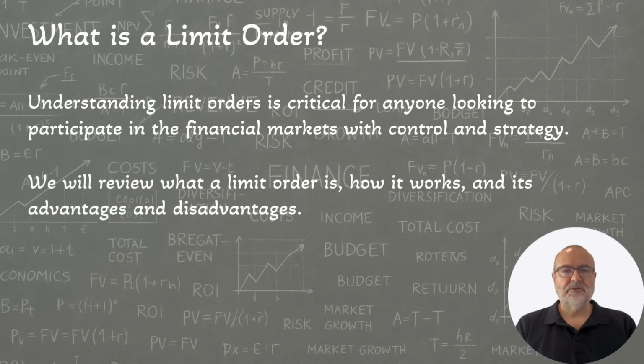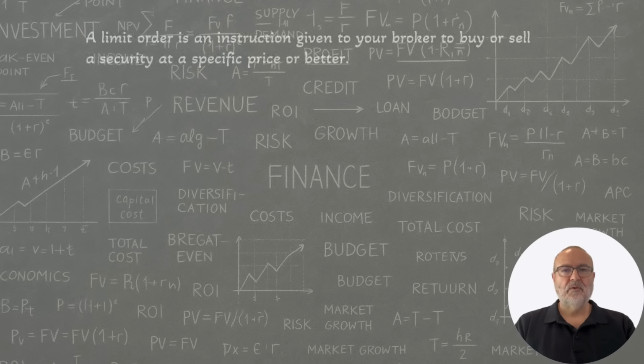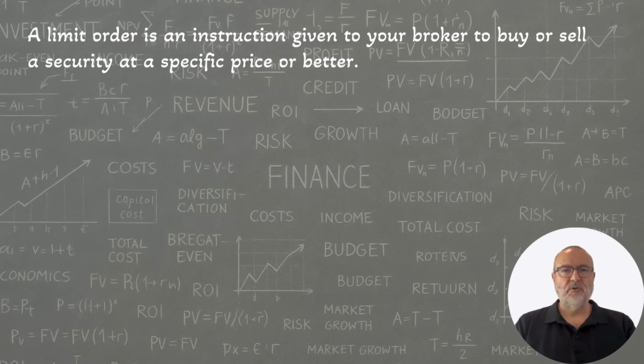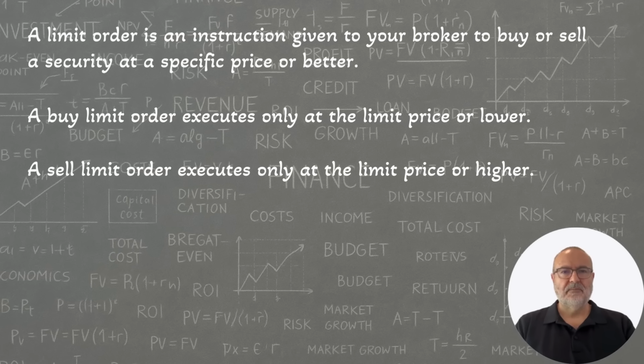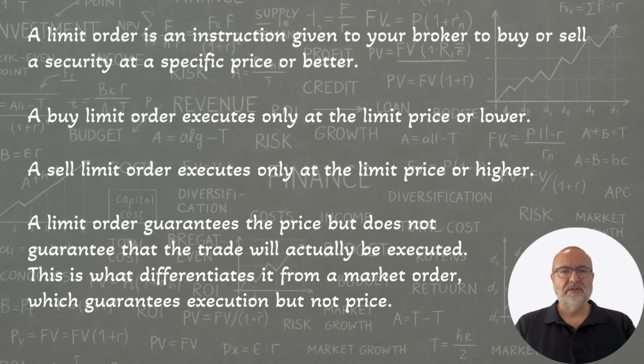and disadvantages. A limit order is an instruction given to your broker to buy or sell a security at a specific price or better. A buy limit order executes only at the limit price or lower. A sell limit order executes only at the limit price or higher. In other words, a limit order guarantees the price, but does not guarantee that the trade will actually be executed. This is what differentiates it from a market order, which guarantees execution but not price.